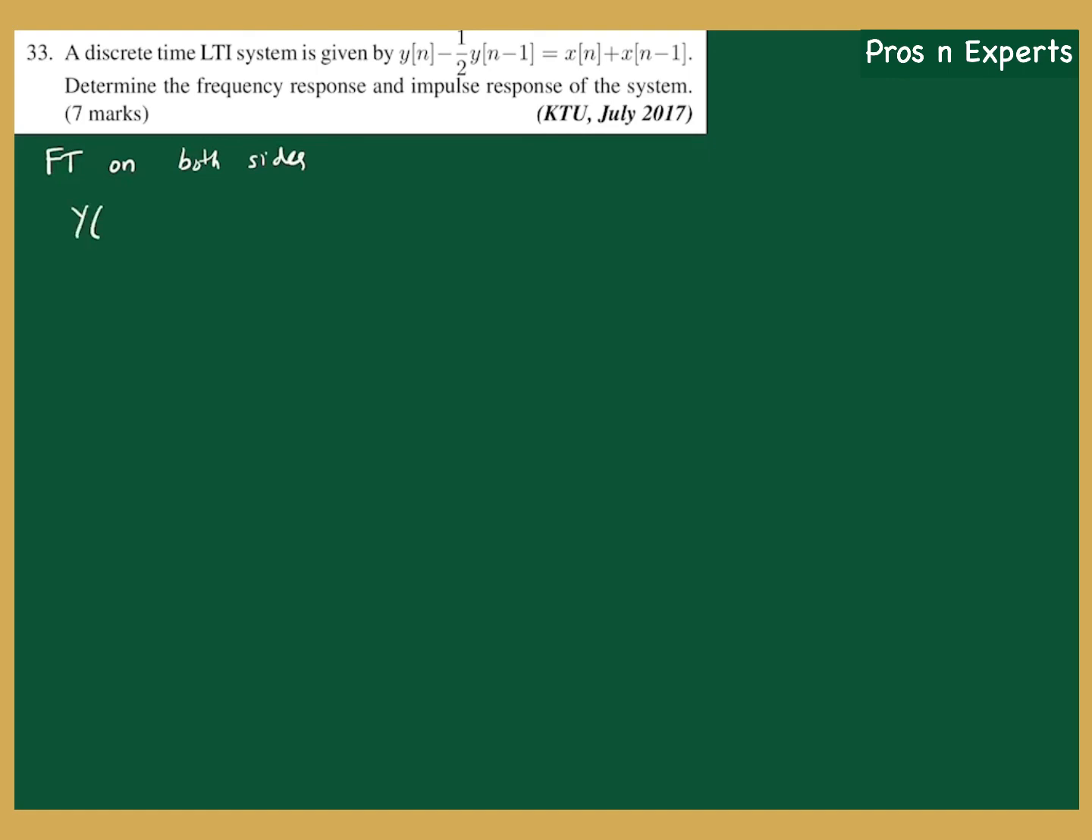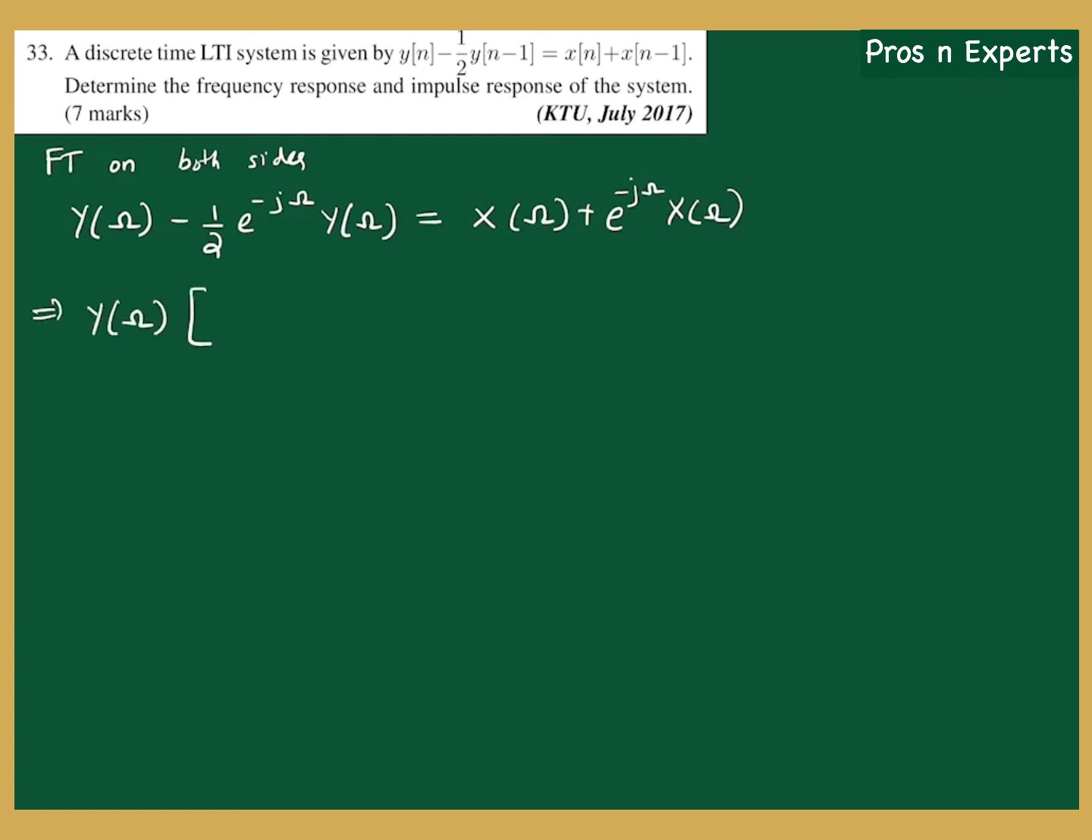So Y of omega minus half into e raised to minus j omega into Y of omega is equal to, on the right side, X of omega plus e raised to minus j omega into X of omega. Why this e raised to minus j omega? It is due to the time shift property of Fourier transform. Now you can take Y of omega common from both terms, so you end up with 1 minus half e raised to minus j omega, equal to, taking X of omega common from both terms, 1 plus e raised to minus j omega into X of omega.